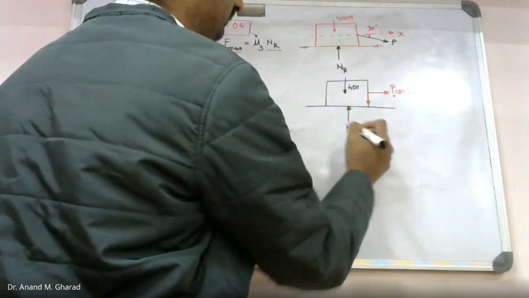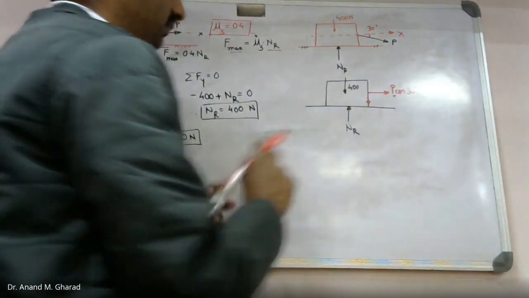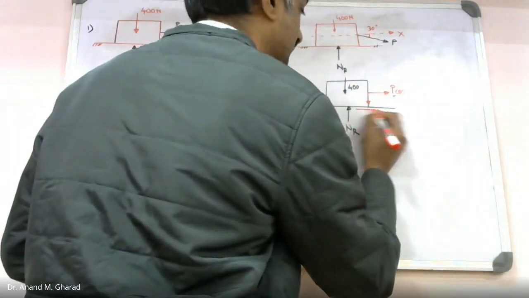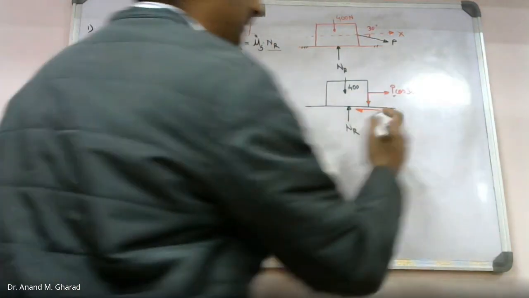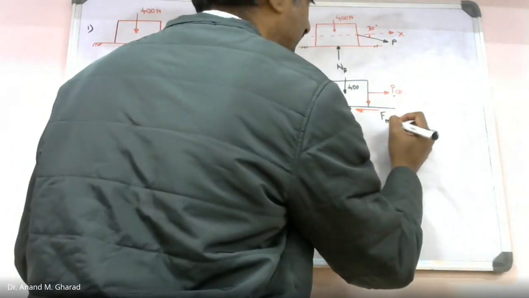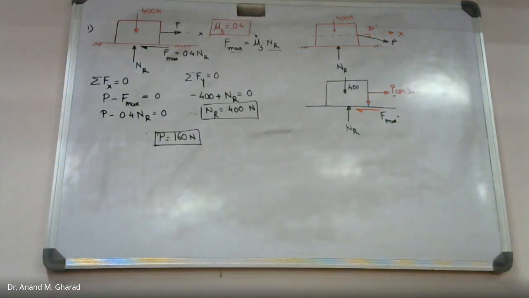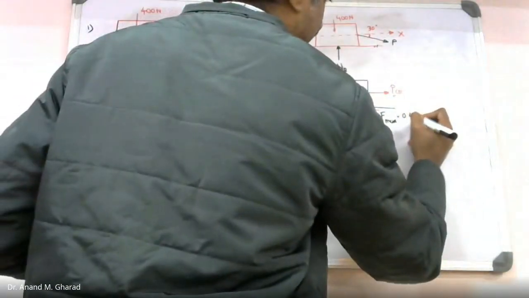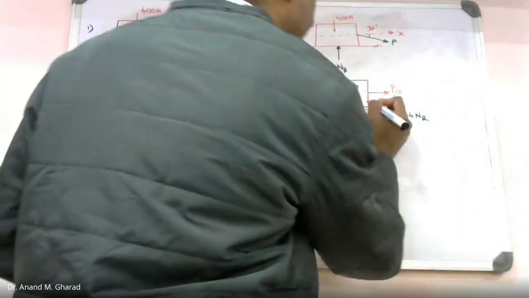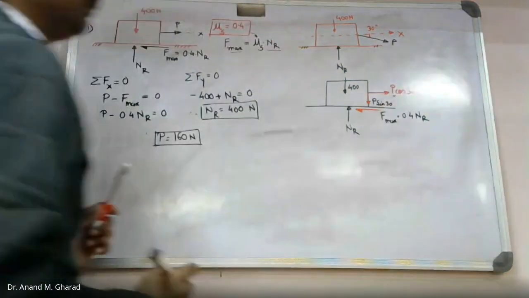This is NR, and since it is moving in the right direction, the frictional resistance acts in the opposite direction. What shall be the magnitude? F max. Okay, and this coefficient of static friction is given as 0.4 times NR. Okay, this will become P sin 30 degrees.